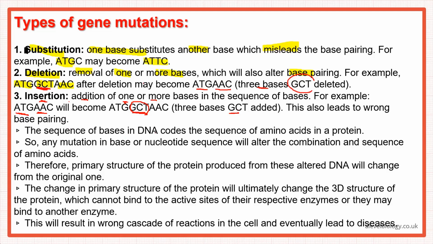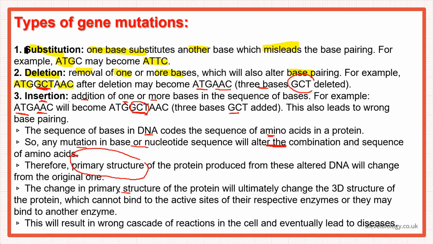So the sequence of bases in DNA codes the sequence of amino acids in a protein. Please remember that. Any mutation in base or nucleotide sequence will alter the combination and sequence of amino acids. What is happening because of that? The primary structure of the protein will actually change. The primary structure that was intended to be formed will not be formed. It will be different from the original one.